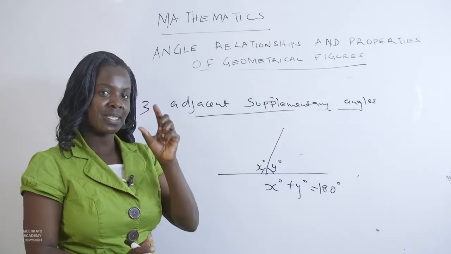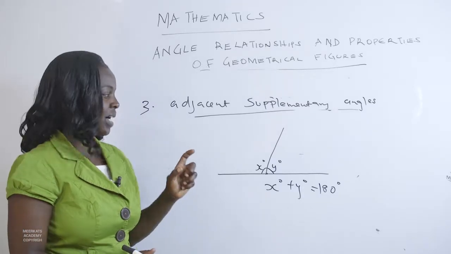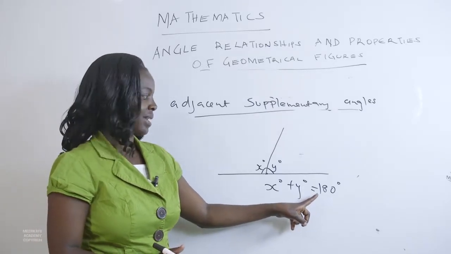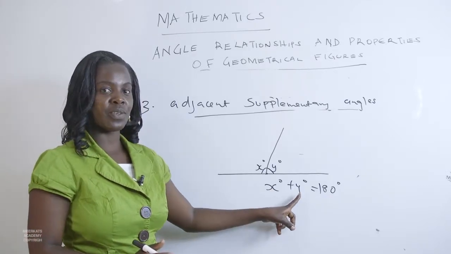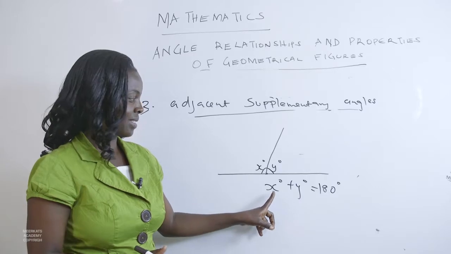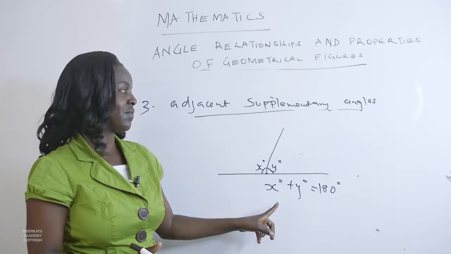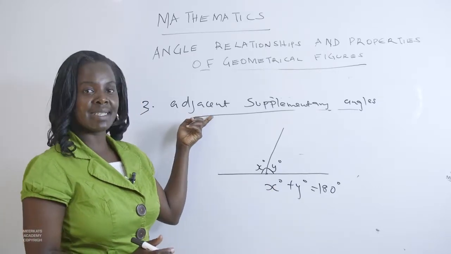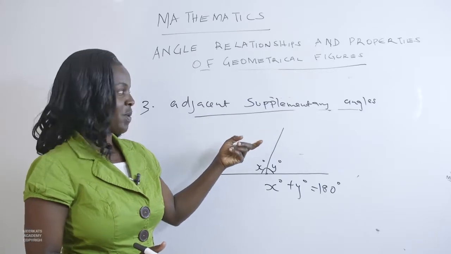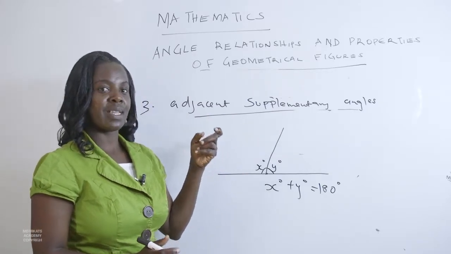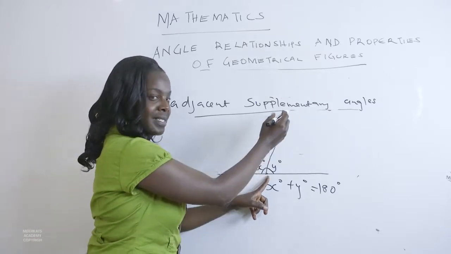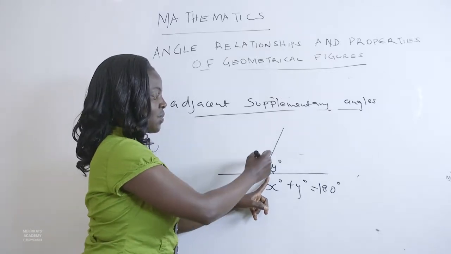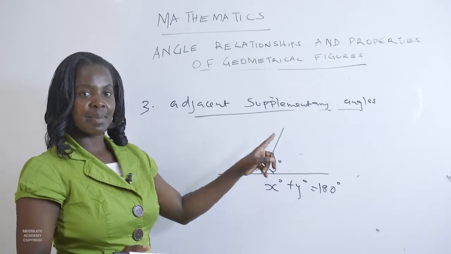Remember, supplementary angles are only two angles, which when you add, give you 180 degrees. So we will say that x is a supplement of y, or y is a supplement of x. Again, these are adjacent angles. If you remember what we said about adjacent angles, they have a common vertex, plus they have a common side. So we call these two adjacent supplementary angles.